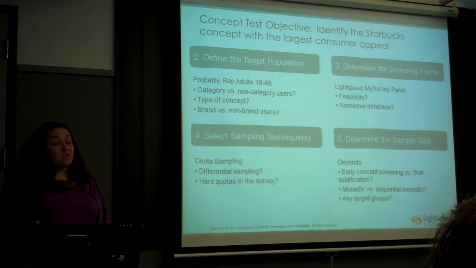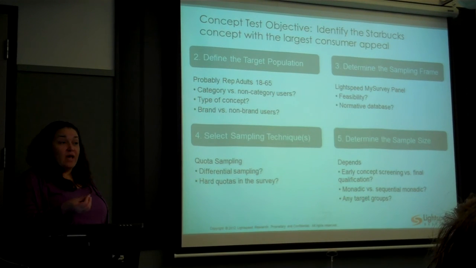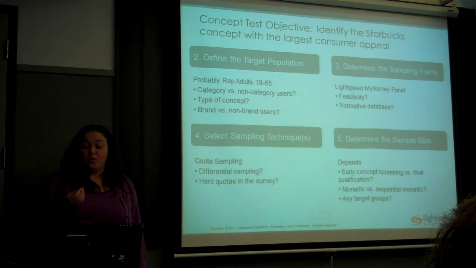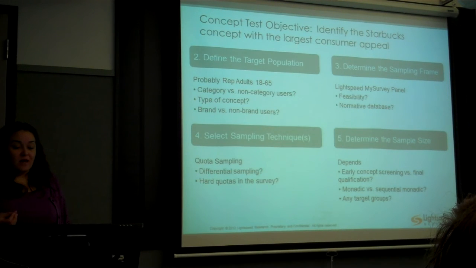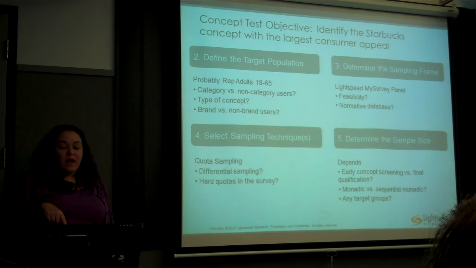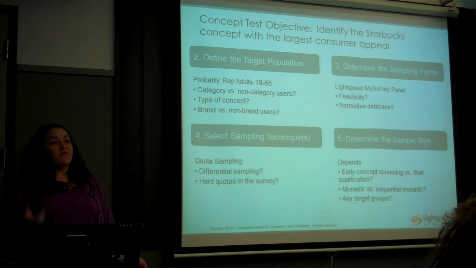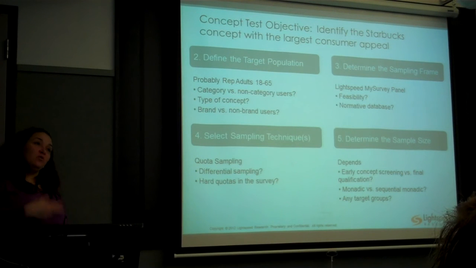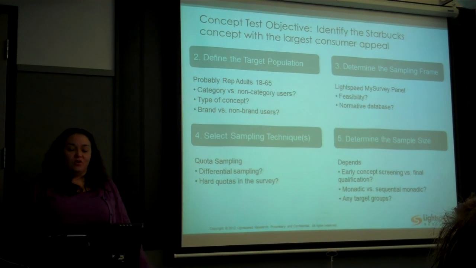Now, if it's final qualification, that usually means it's right before they're getting ready to launch and they want to do a volume forecast to figure out what their year 1 volume will be. That requires bigger base size. The other thing to consider is, is it monadic versus sequential monadic? And by monadic, I mean that each person's only seeing one concept. Sequential monadic means they could see more than one concept. So obviously, if you're letting them see multiple concepts, you don't need as much base size as if you're seeing only one concept.